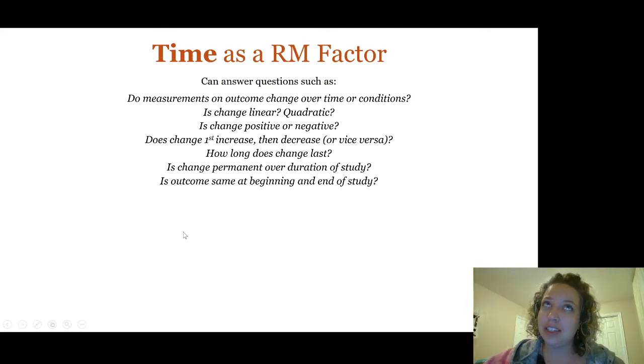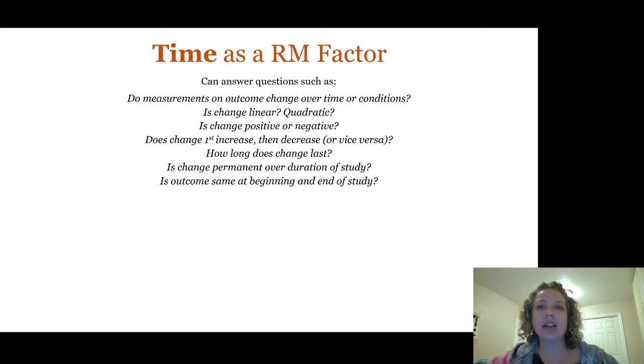You can answer, in addition, is it a positive or negative change? That's just as important as what kind of change. And does change first increase and then decrease, or vice versa? How long does the change last? Is the change permanent over the duration of the study? Is the outcome the same at the beginning and the end of the study?